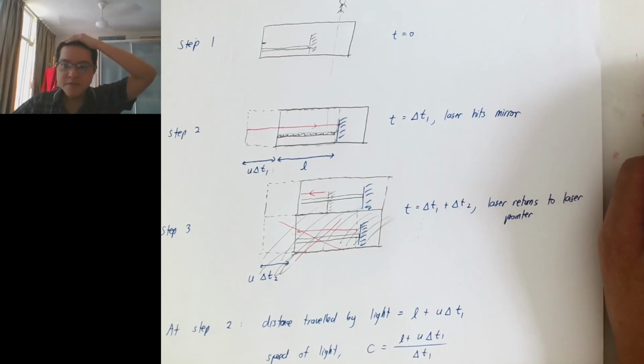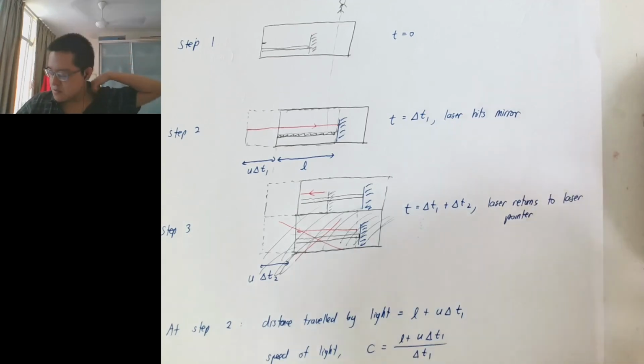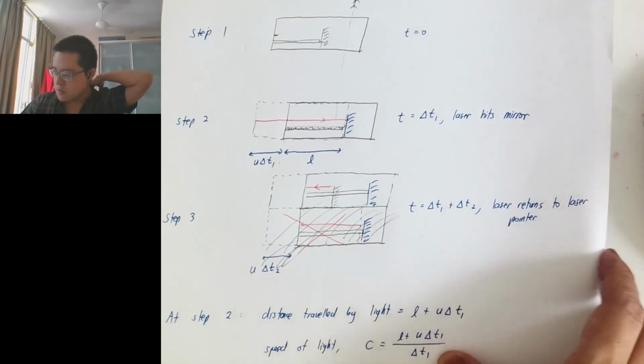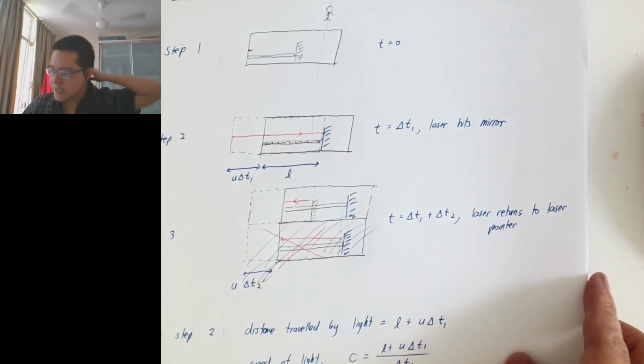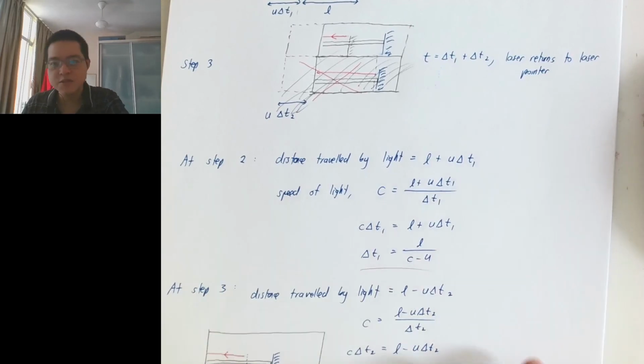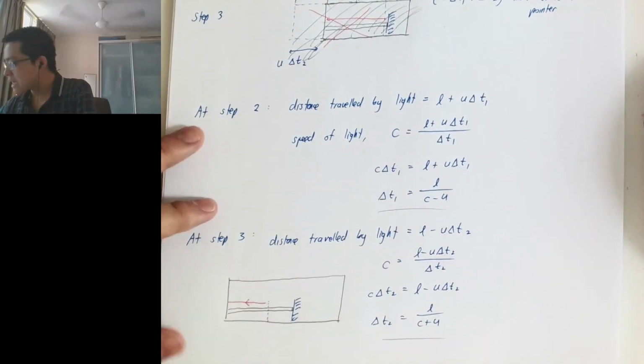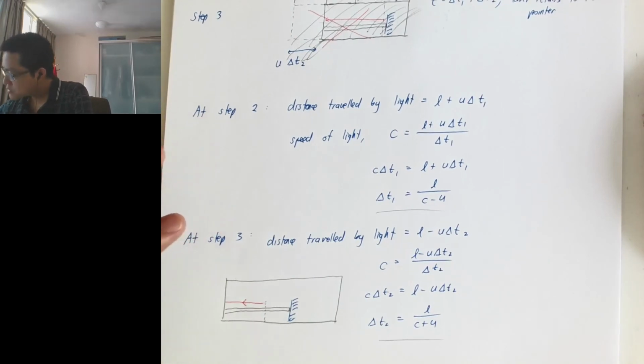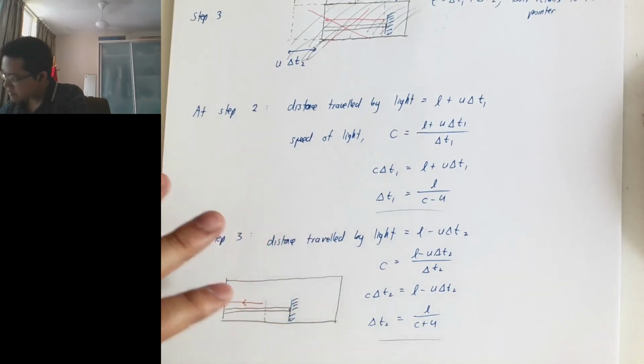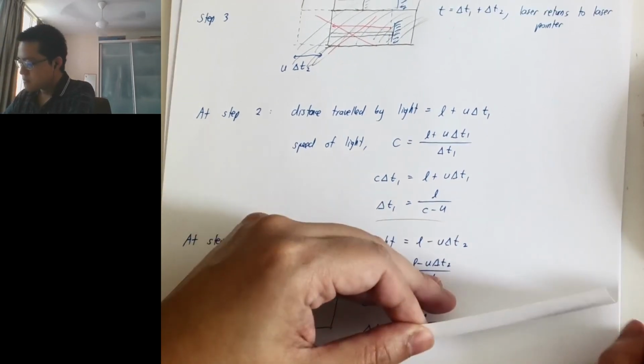Initial and final position of the mirror, I think that can also work. But we need to get the delta t. I just want to get delta t1 and delta t2, these two expressions, for step 2 and step 3. The reason is that the total time interval is going to be the sum of these two. Okay, so the total time interval according to Alice.